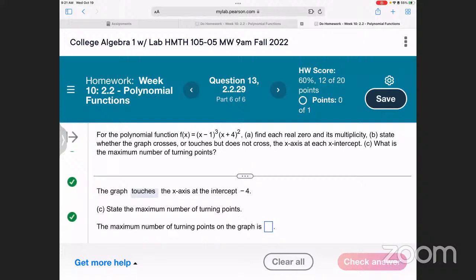Number of turning points, right? So if we think about y equals x squared, a parabola, we have at most 1 turning point. If we think about y equals x cubed, it could take on an S shape, right? So you can have a peak and a valley. You can have at most 2 turning points. So whatever the degree of our polynomial is, we can have at most n minus 1 turning points, right?